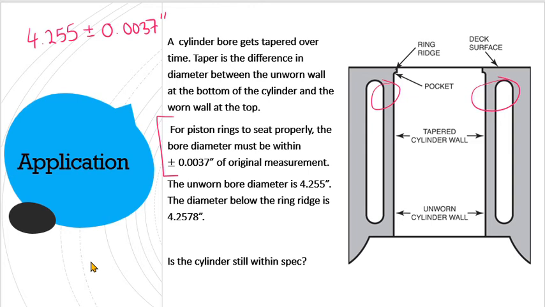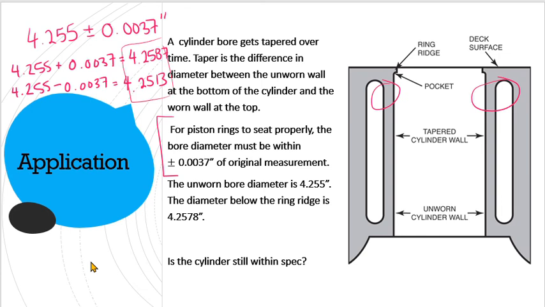So that means if I take 4.255 plus 0.0037, my maximum allowable diameter would be 4.2587. And if I take 4.255 minus 0.0037, my minimum allowable diameter, which I don't know how that happened, gunk would build up, swelling would happen, who knows, 4.2513. So this is a range that is allowed to happen.